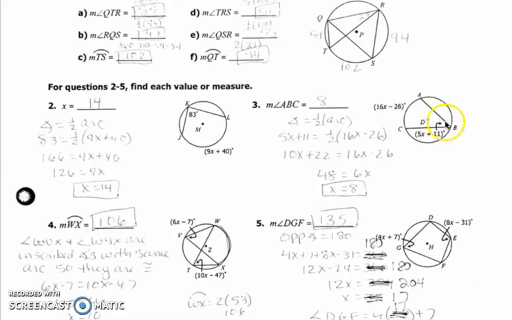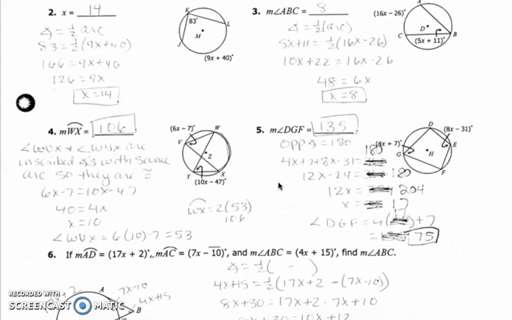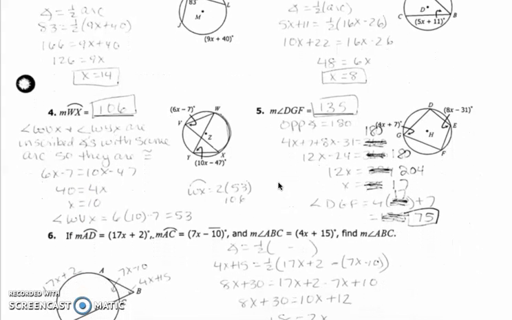Question 3 is the same thing. I have an inscribed angle. The inscribed angle is half the arc. So 5x plus 11 equals 1/2 of 16x minus 26. I multiply by 2 again to get rid of the 1/2. So I multiply the left side by 2 and I get 10x plus 22 equals 16x minus 26. I subtract 10x to get 6x. I add 26 to get 48, divide by 6, and x is 8. And anytime you need to stop the video just to look at something, please do that.